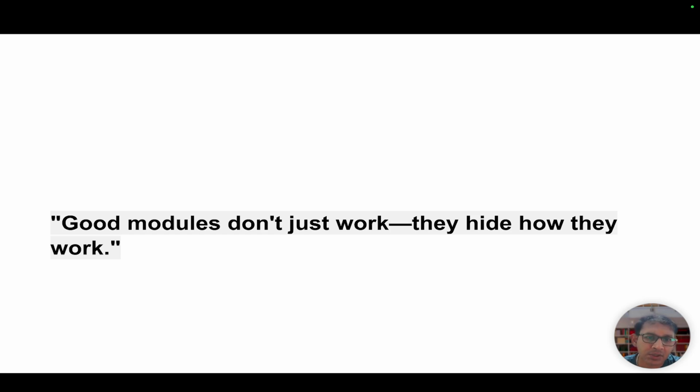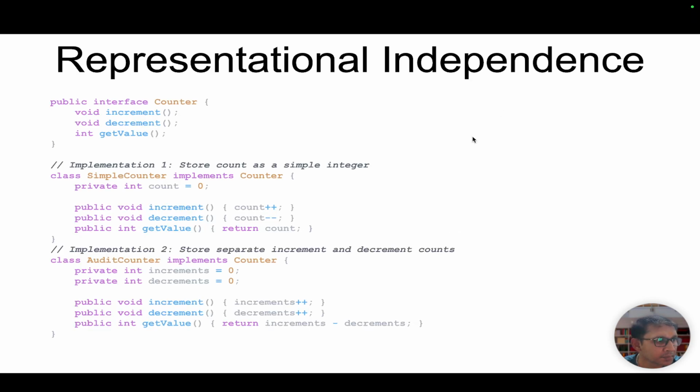Let me illustrate this with a simple but powerful example. Imagine we have a counter interface with three operations: increment, decrement, and get value. Now, I can implement this counter in two completely different ways internally. The first implementation, simple counter, stores the counter as a single integer. When you call increment, it does counter plus plus. When you call decrement, it does counter minus minus. When you call get value, it returns that integer.